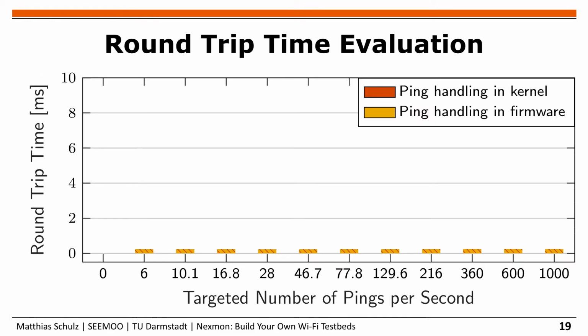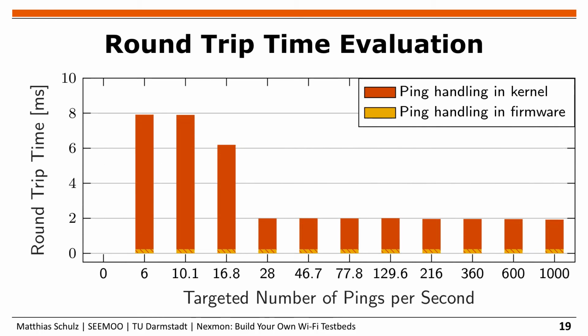So the next thing we analyzed is the round trip time. That means we measure the time between transmitting a frame from one node to the other and waiting until the frame comes back to the transmitter. And here we can see that when handling the frames in the firmware, the handling time is always constant and it's quite low. So we always have a deterministic and low latency.